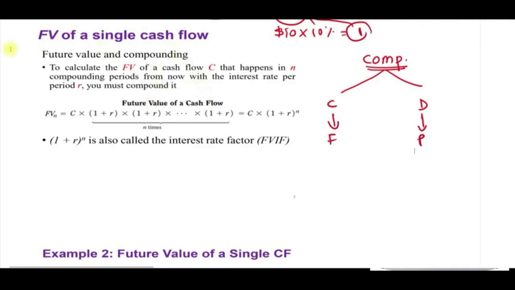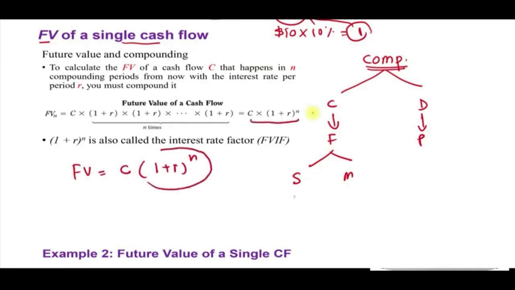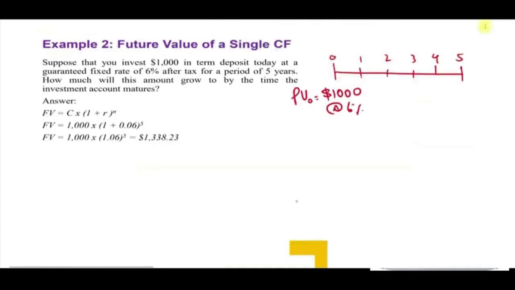Now first of all we are going to see compounding for a single cash flow, and then we are going to see multiple cash flows. So first we see the future value and compounding. This is the formula that I just wrote: FV, future value, is equal to C, cash flow, times (1 plus R) power N. This factor is called the interest rate factor.